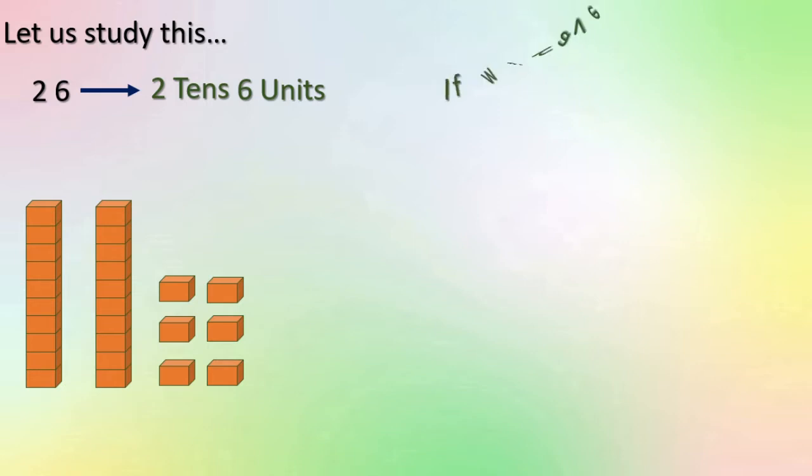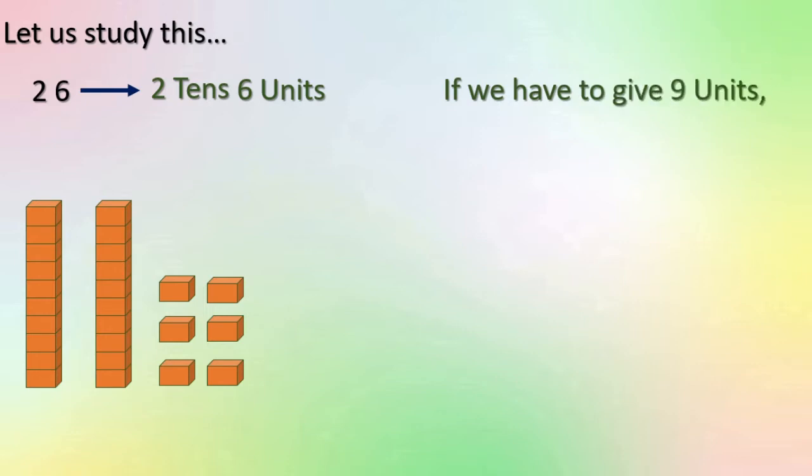Now, if we have to give 9 units to someone, then how is it possible? Now we have separate 6 units, and from these 6 units we can't give 9 units. Isn't it? So what do we do? We untie 1 ten. Yes? Okay, let us untie this ten. See here.